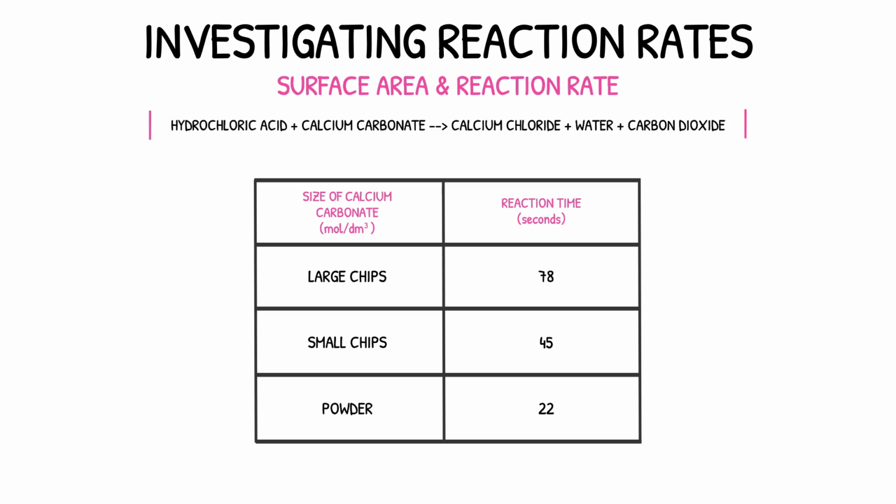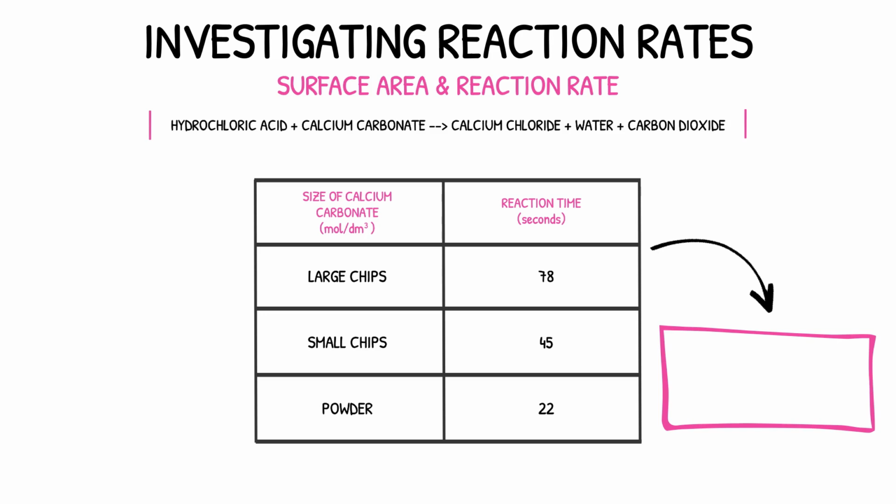The general trend in your results should reflect that, as the surface area of the calcium carbonate is increased, the speed at which the gas is produced increases too. This is explained by the theory that an increase in surface area means an increase in successful collisions, which results in a faster rate of reaction.